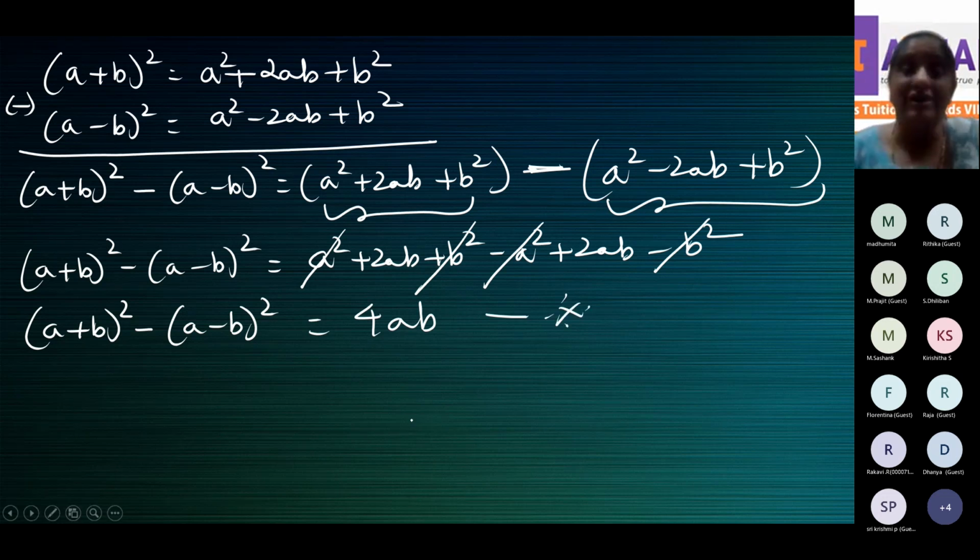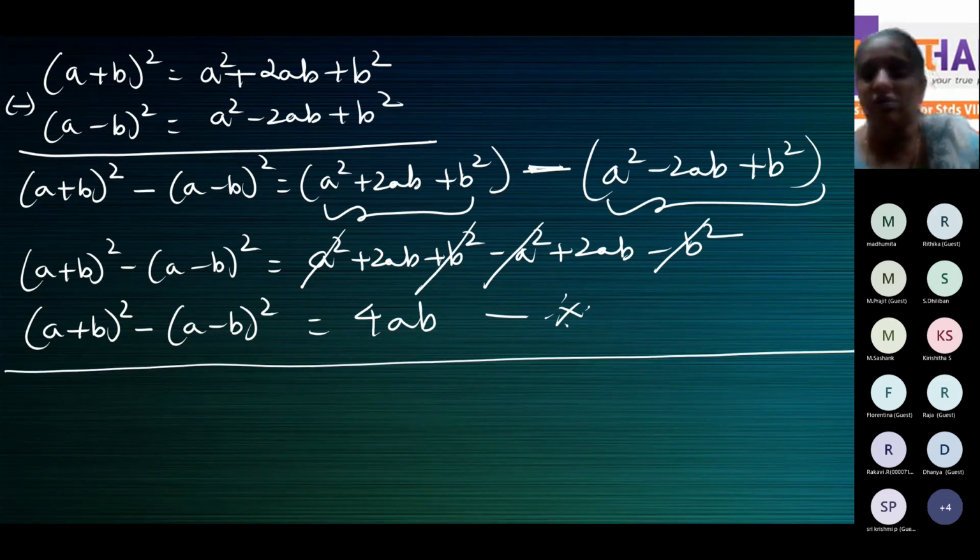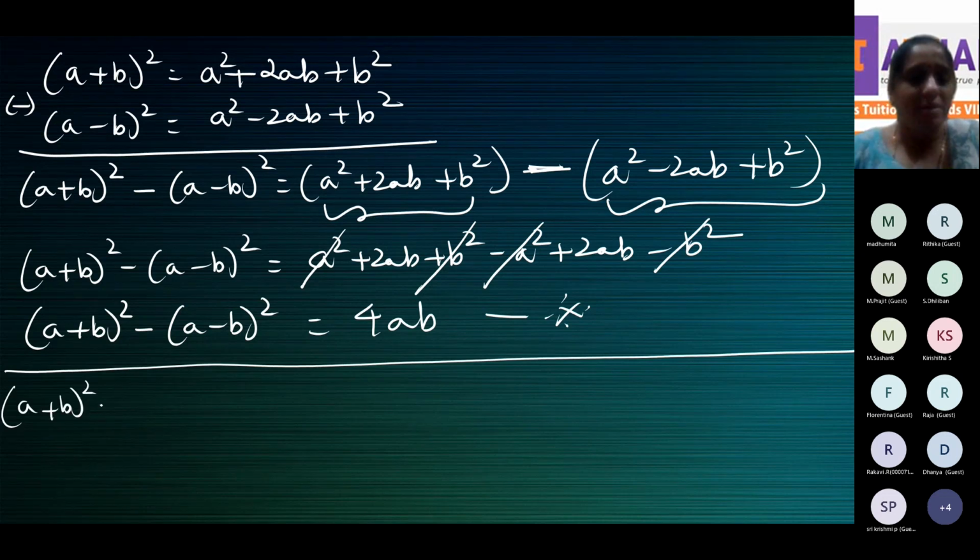Very simple but very important identity. It'll help you save time in many places. So please remember this. Now, this is one identity. Now, what will you get when you add? What is (a plus b) the whole square plus (a minus b) the whole square?